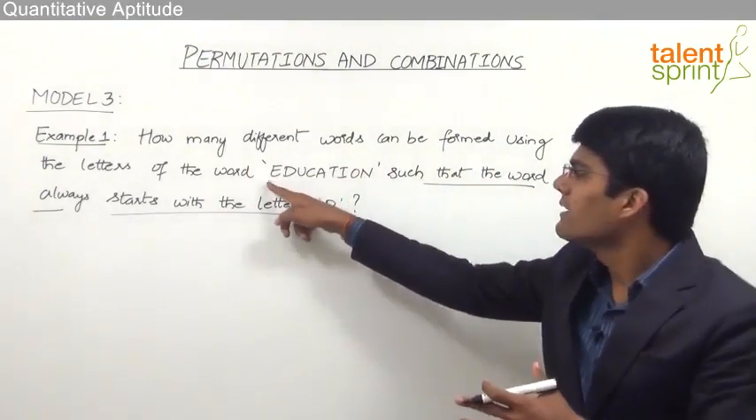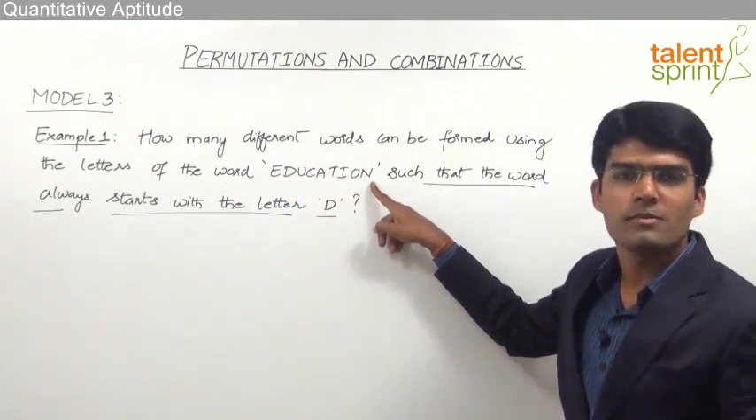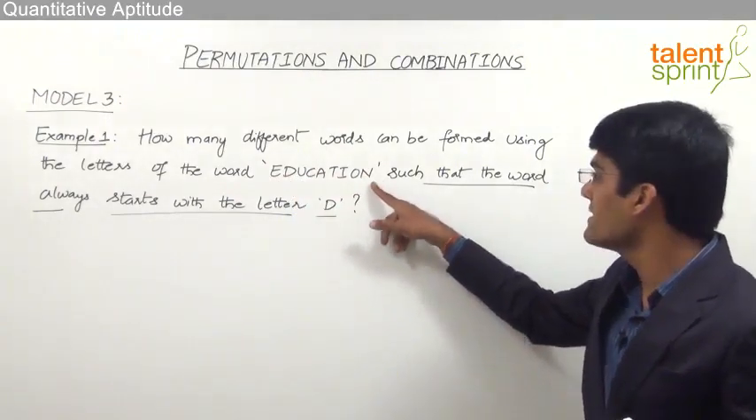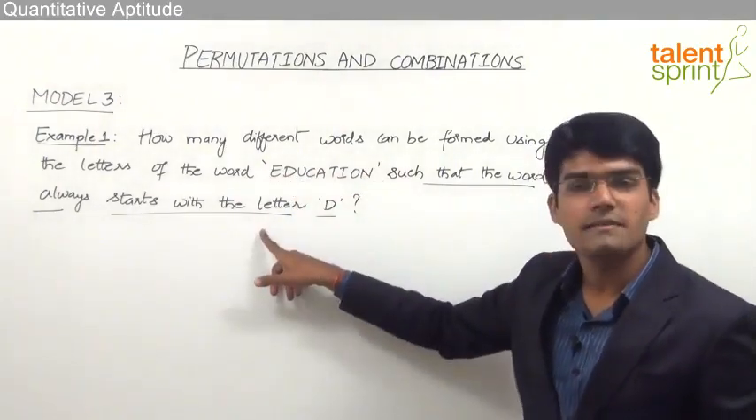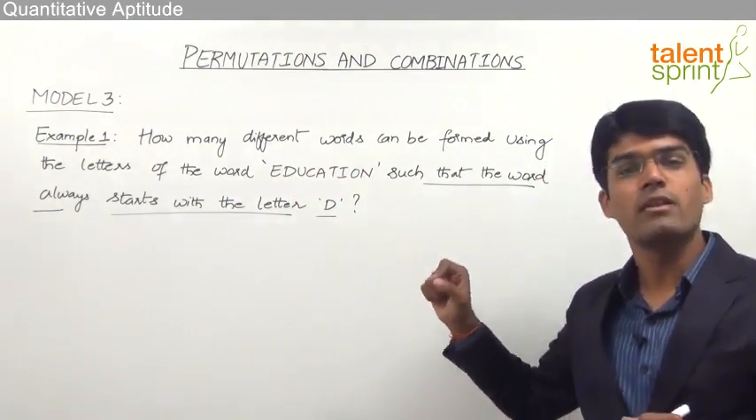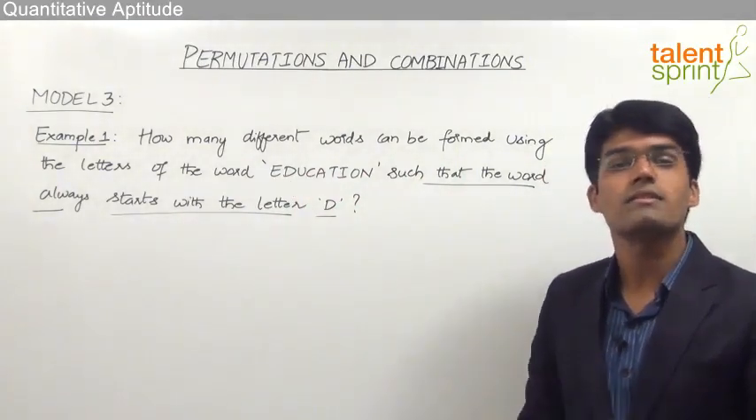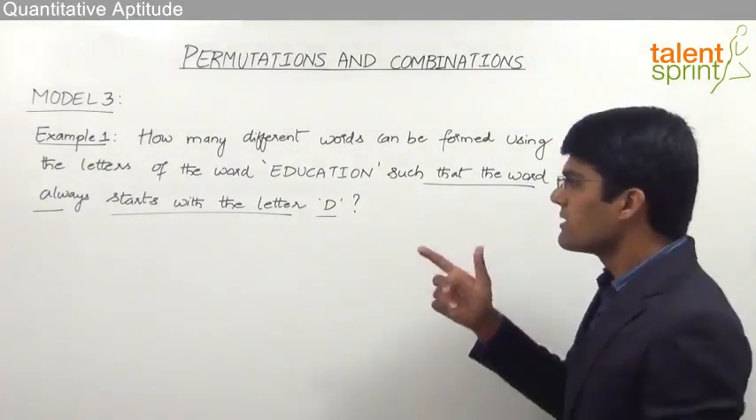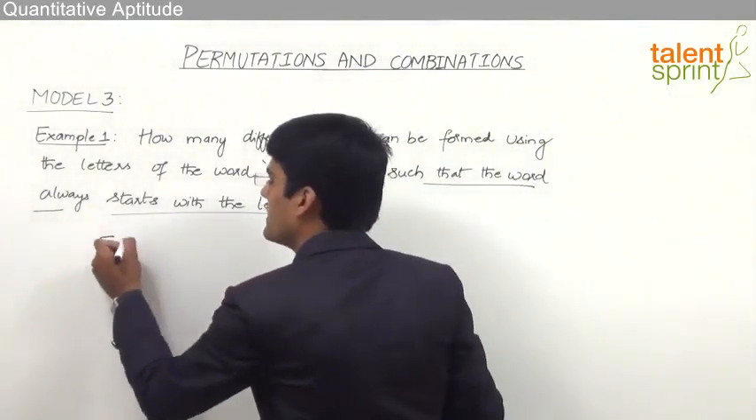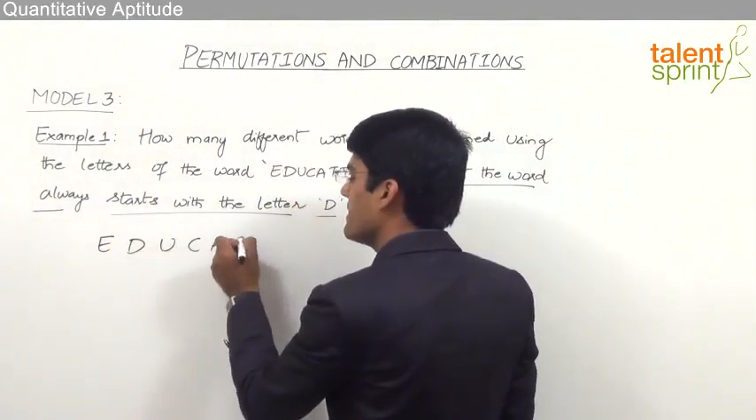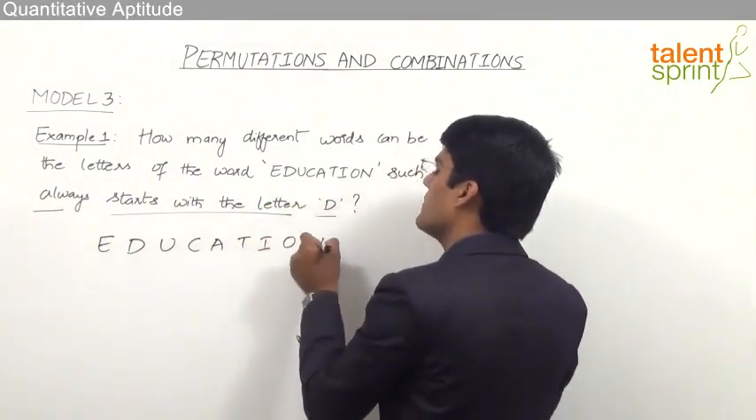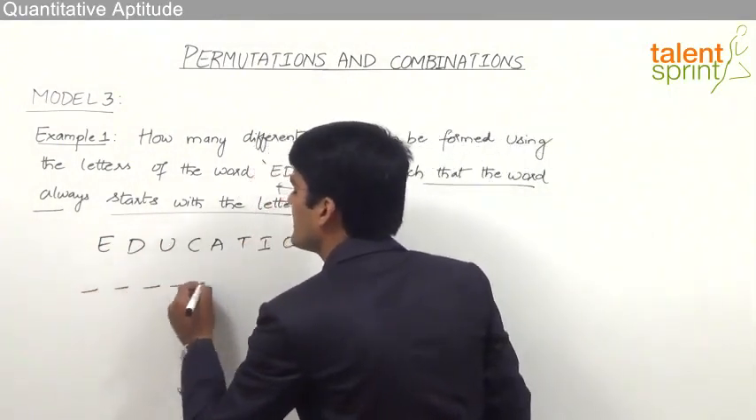We know that there are 9 letters here, so 9 factorial should be the answer. But there is a condition which says the word always starts with the letter D. So here we need to find out only those words which start with the letter D. So how many such words can be formed? Now in general we know that here we have got 9 letters, E, D, U, C, A, T, I, O, N, and we have got 9 positions for these 9 letters.